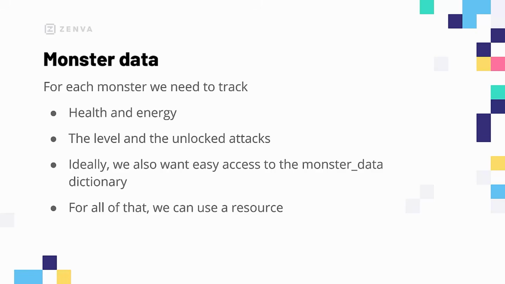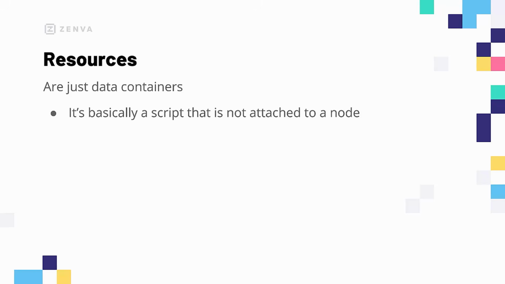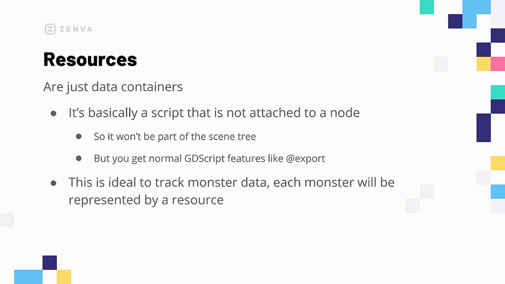For all of that, we can use a resource, which is an inbuilt feature in Godot. But fundamentally, it's just a data container. And even more fundamentally, it's basically a script that is not attached to a node. That's all that the resource really is. It will not be part of the scene tree because it's not attached to a node. But you do get the normal GDScript features, like export, variables, functions, all of that. This kind of data structure is ideal to track our monster data. Every single monster is going to be one resource.